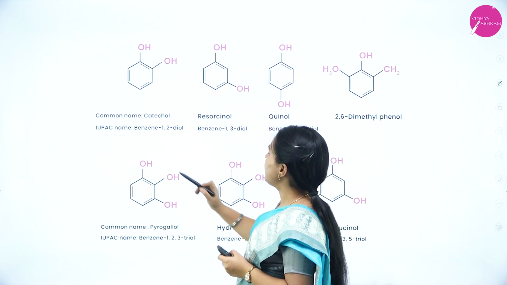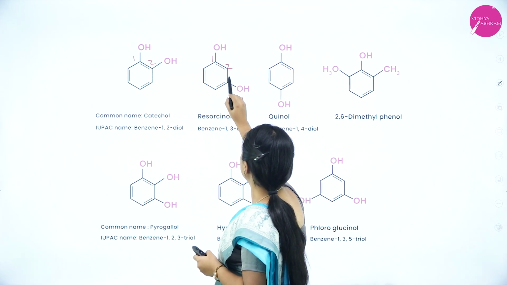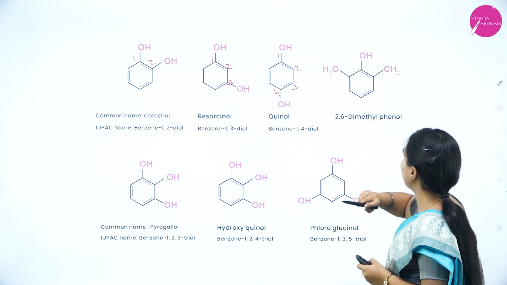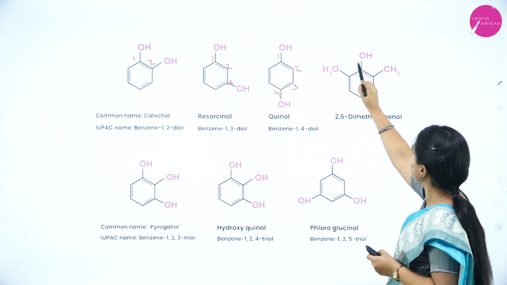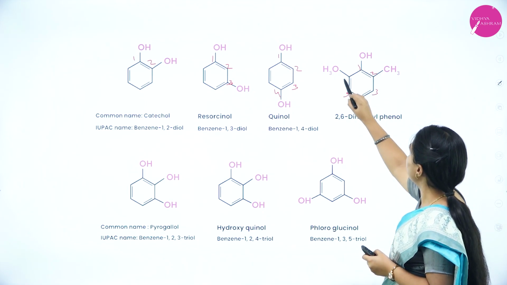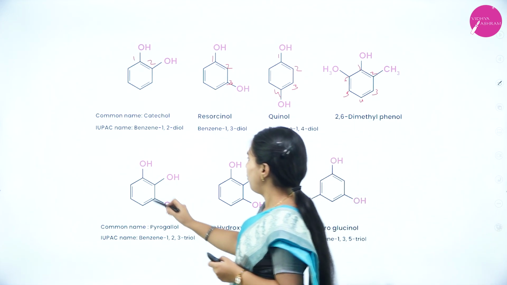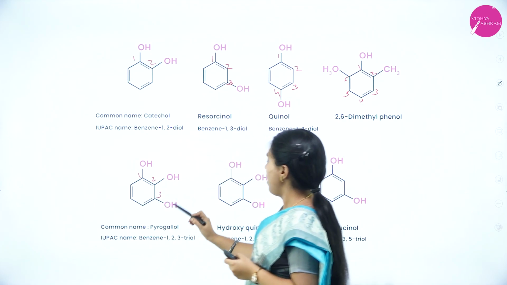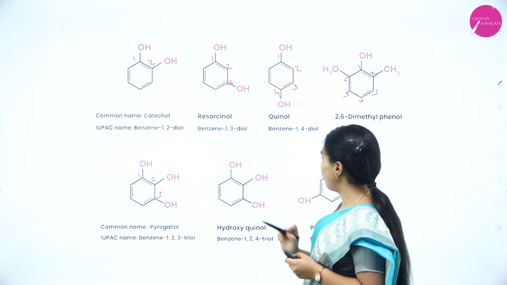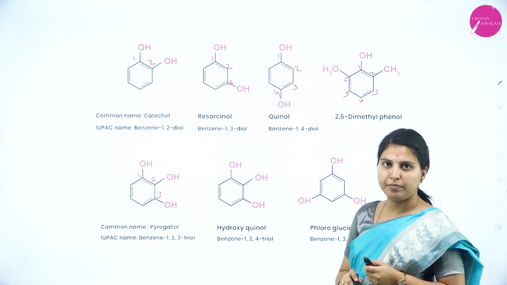Here benzene 1,2-diol. Here also 1, 2, 3, benzene 1,3-diol. Then 1, 2, 3, 4, benzene 1,4-diol. And here you have to take numbering from OH itself, so 1, 2, 3, 4, 5, 6: 2,6-dimethyl phenol. Here 1, 2, 3, benzene 1,2,3-triol. Here also 1,2,4-triol, and here 1,3,5-benzene triol.